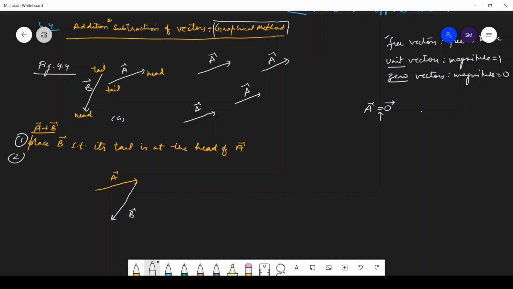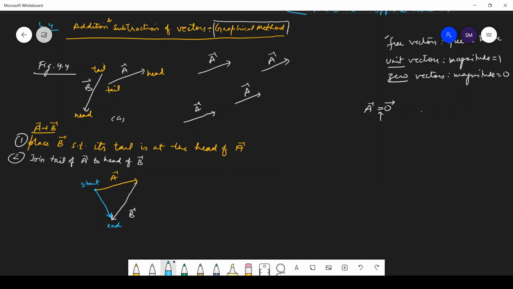And what is step number 2? Join the tail of vector A to the head of vector B. Okay, so this is the tail of A. This was also a starting point, you can say. So you started from here and you are moving in this direction, and then you are moving in this direction. So this is your starting point, this is your end point. Okay, so simply join from start to end. And you can also say join the tail of A to the head of B. So that is your resultant vector.